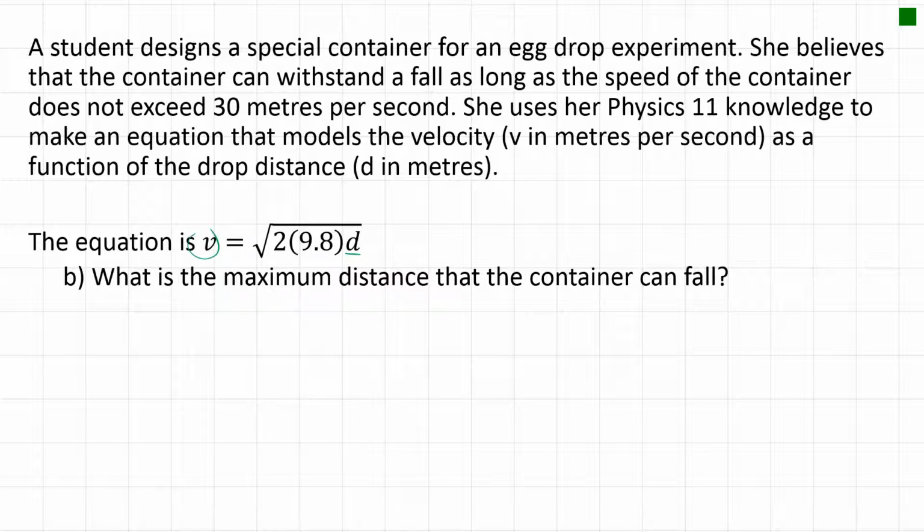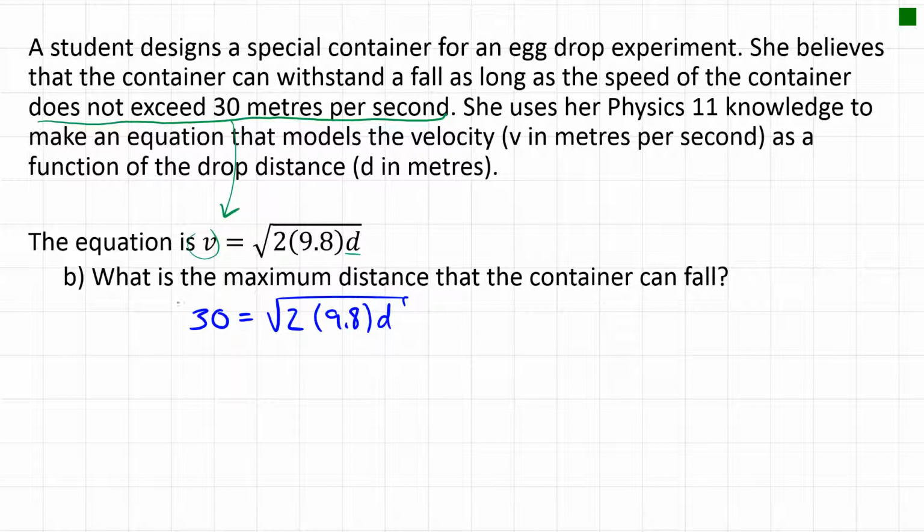Well, we have to go through and read the problem carefully, and we're told that the container should survive as long as the speed does not exceed 30 meters per second. So that's our maximum speed. So 30 is equal to the square root of 2 times 9.8 times d.